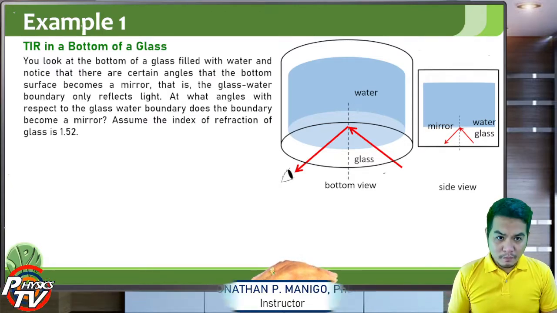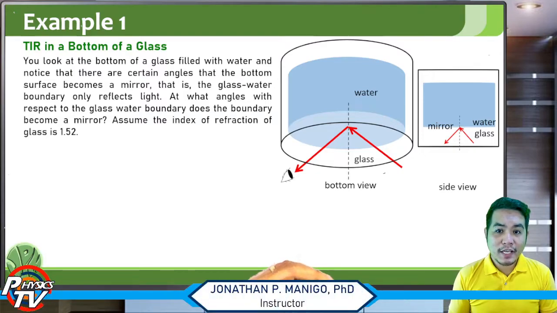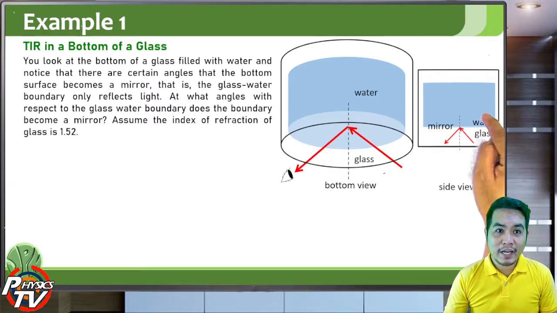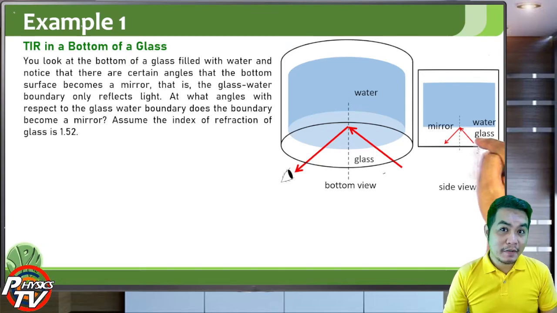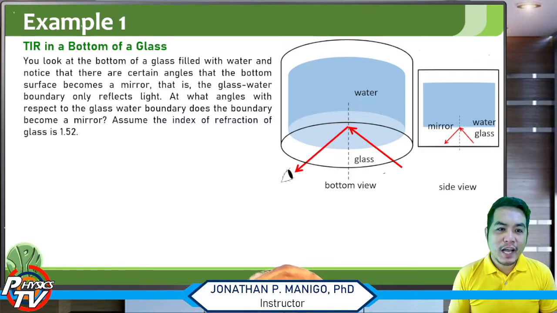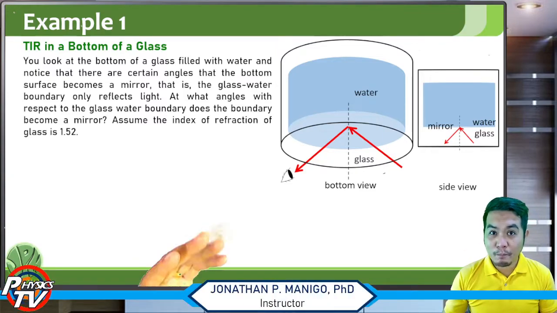So the glass boundary reflects only light. The boundary that we're talking about here is the glass and water boundary. Again, total internal reflection happens only when light is incident from a higher index of refraction. In this case, glass has a higher index of refraction compared to water. So it's from glass to water. At what angle, with respect to the glass-water boundary, does the boundary become a mirror? Assume the index of refraction of glass is 1.52. For water, it's 1.33.